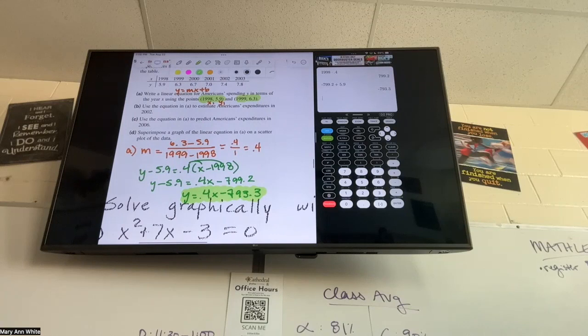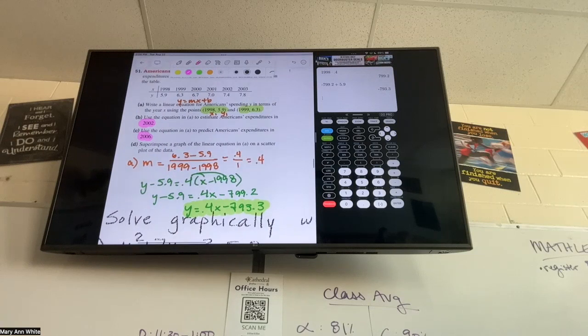Letter B and C say using the equation, estimate Americans' expenditure in 2002 and in 2006. For both of those, I'm going to plug them into the equation. Which variable do they go for? X. The years go with X. Yeah, so they go for X. When in doubt, go back and look, because every so often, time is generally X, but every so often it's not what you think it is.